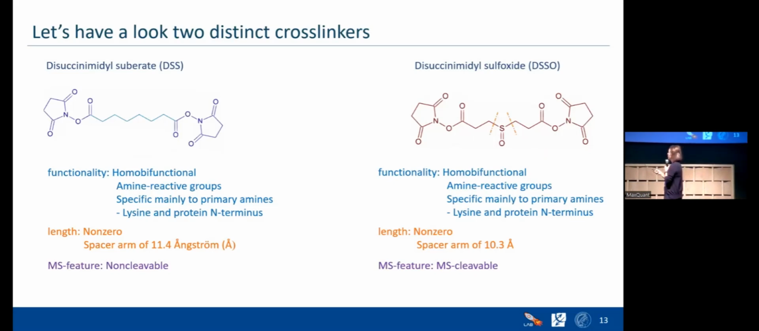And the last one, DSSO. As you see on the non-cleavable crosslinker, there is nothing that makes this bond labile during the MS measurement. But on the right one, we have the sulfoxide, and we know that this makes the structure very labile during the MS measurement, and there will be cuts before and after this.